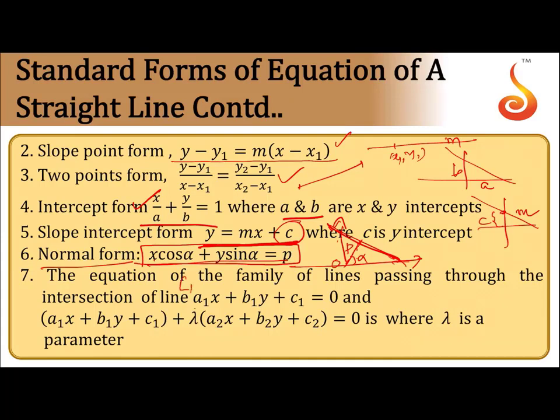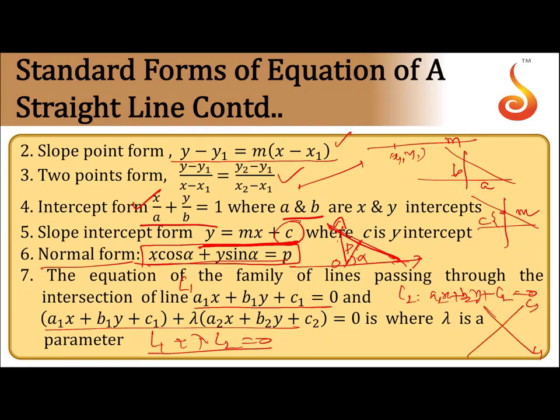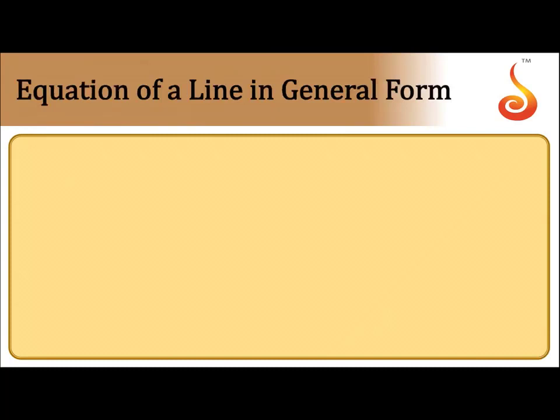Coming to the next one, if I consider L1 is a straight line a1x plus b1y plus c1 is equal to 0, and L2 is a straight line a2x plus b2y plus c2 is equal to 0, then an equation like L1 plus lambda times L2 is equal to 0 represents a family of lines passing through the intersection of L1 and L2. Let's say this is line 1 and this is line 2, and this represents the equation to the straight line L1 plus lambda L2. For different values of lambda, you will be getting different straight lines, so that combined together they form a family of lines.